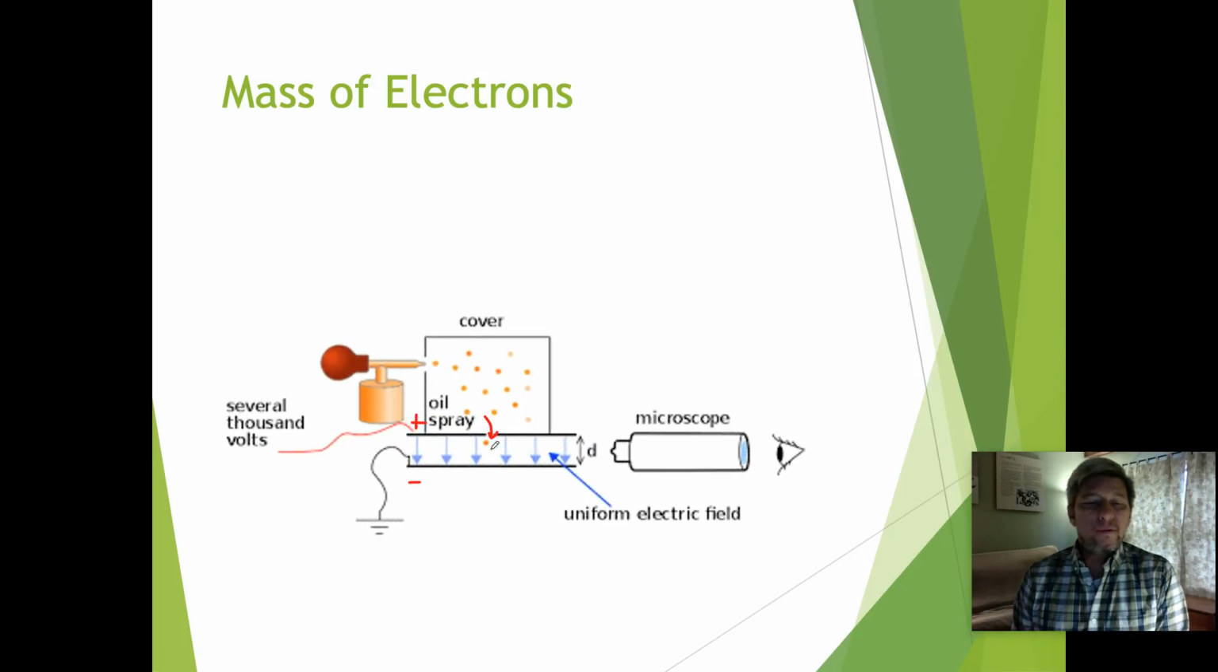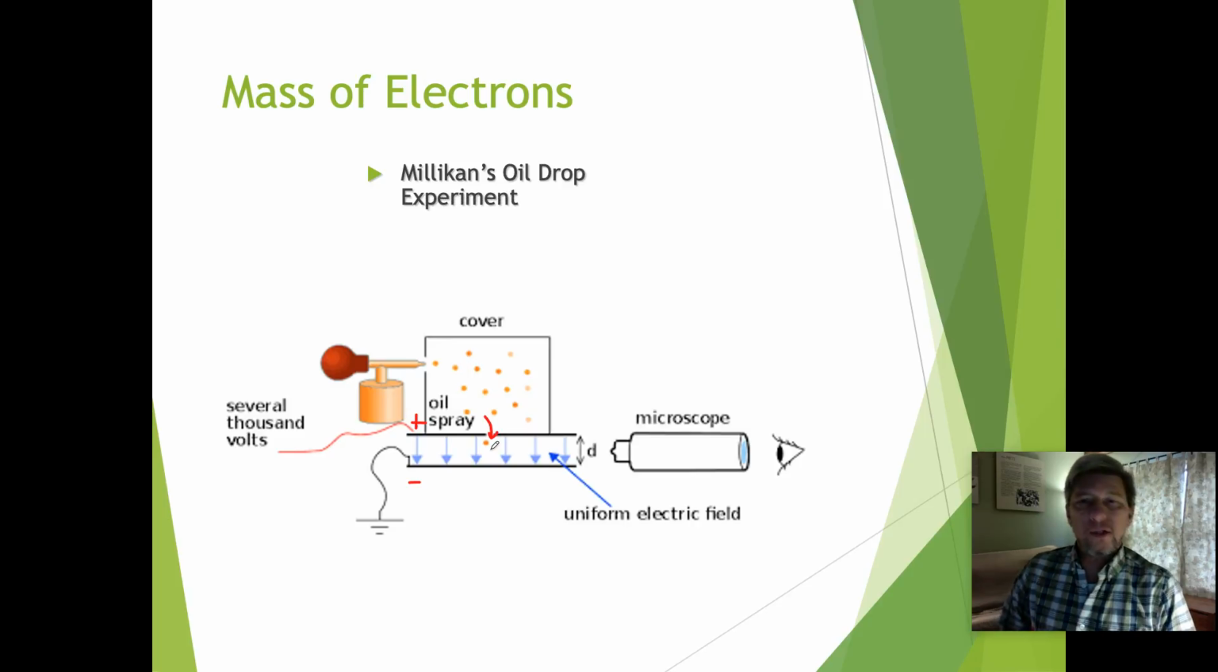And he didn't get 1.60 times 10 to the negative 19th for any of them, but what he did find was that they were all multiples of 1.6 times 10 to the negative 19th coulombs. And so therefore, he was able to calculate the elementary charge, or the charge on a single electron, and therefore also the charge on a single proton, as 1.60 times 10 to the negative 19th coulombs.